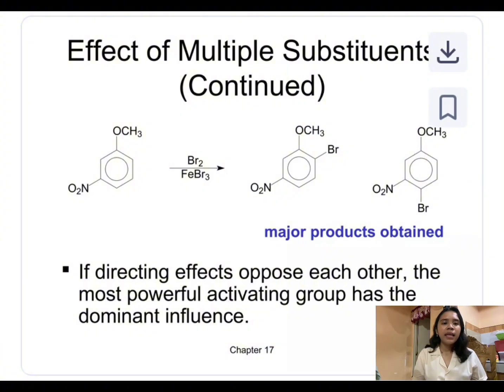Dominant influence. The nitro group is deactivating and meta directing, while the methoxy group is activating and ortho or para directing. Because the methoxy group is a significantly stronger activator than the nitro group is a deactivator, the bromine atom is directed to the ortho and para positions relative to the methoxy group. The slide highlights that when directing effects oppose each other, the most powerful activating group dominates.